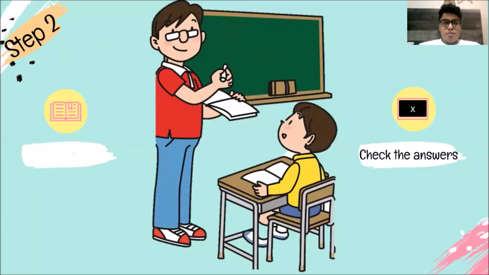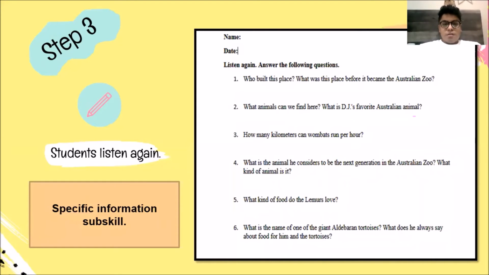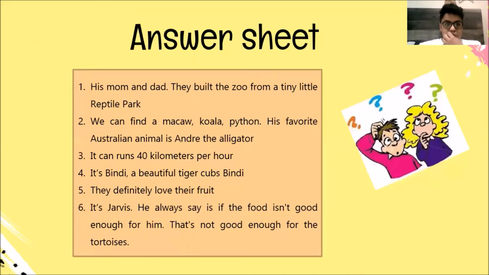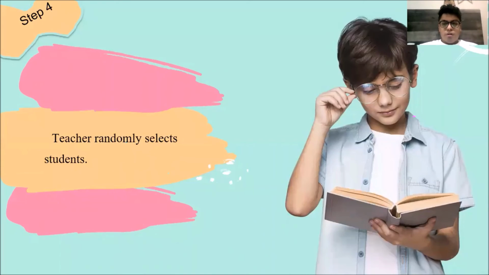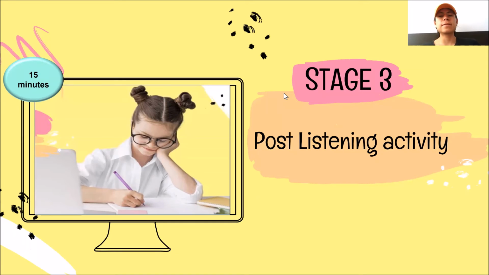And to continue, in step number 2, the teacher asks students if they have any questions. Then the students have to answer and correct the bad and the good answers with the teacher. Then in step 3, the students listen again, and then they have to answer different questions related to the Australia Zoo tour. Here again you have the answer sheet. And finally, the teacher is going to select randomly any student in order to share the answers with the whole class.